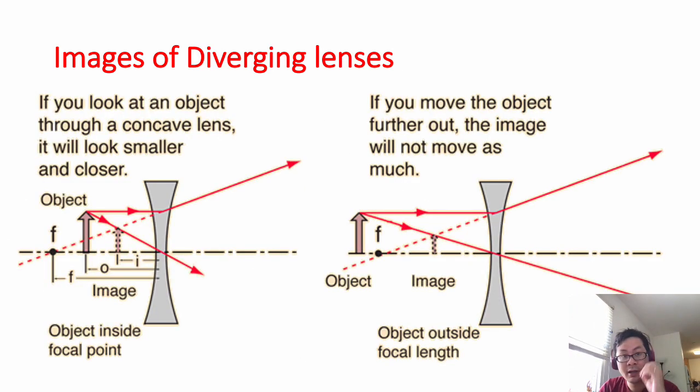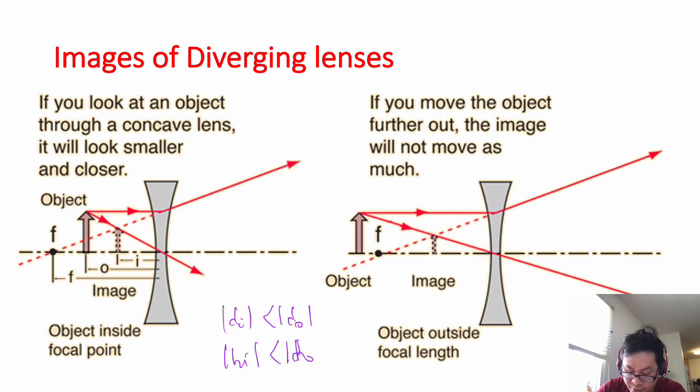Now the divergent lens. The divergent lens always creates a virtual image every time the object is placed on one side of the lens. And DI is always smaller than DO, which means HI is always smaller than HO. The image of the divergent lens is always smaller and virtual.